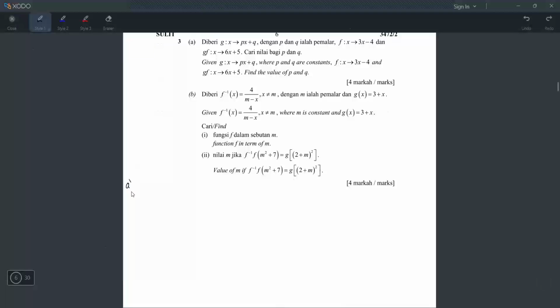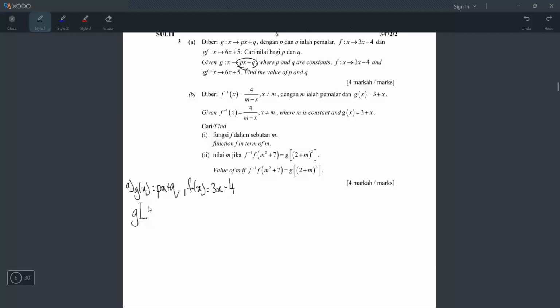Number 3A. Given g(x) equals px plus q, let's write this down. g(x) equals px plus q, where p and q are constants. f(x) is 3x minus 4. Write this down also. Okay, 3x minus 4. And gf(x), this is the composite function. Find the value of p and q. Okay, let's write down. Usually when we write a composite function, we will put the big bracket, right?